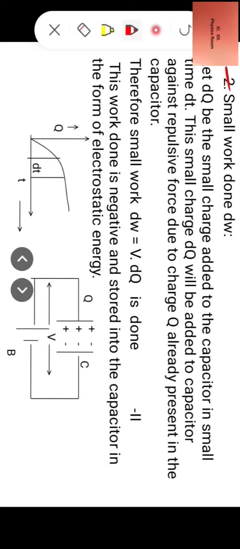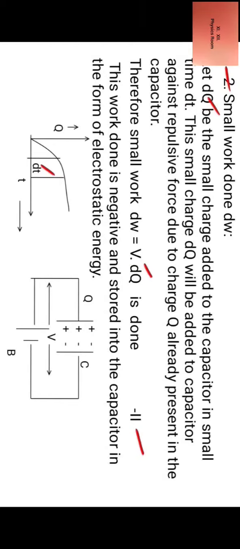2. Small work done dW. Let dq be the small charge added to the capacitor in small time dt. This small charge dq will be added to the capacitor against the repulsive force due to charge q already present in the capacitor. Therefore, the small work done dW is equal to V dq. Let us mark it as equation 2. This work done is stored in the capacitor in the form of electrostatic potential energy.